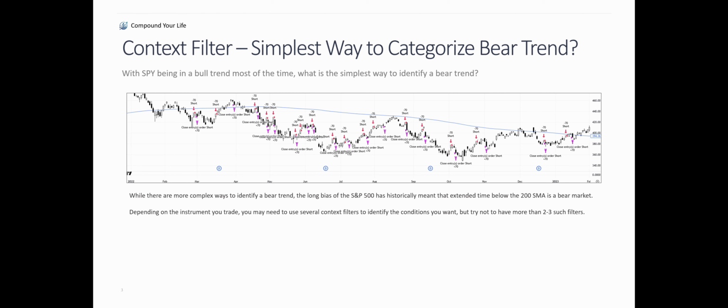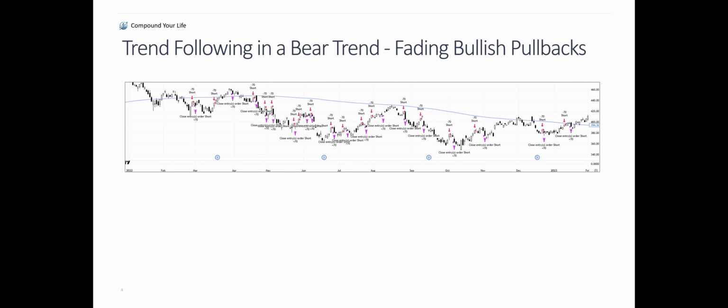Depending on the instrument you trade, you may need to use several context filters for the conditions that you're trying to capture, whether that's a bull trend, bear trend, or trading range. And then depending on the time frame, you may need additional context filters just to filter out more noise. And depending on the bars that you're using, you may also need some very specific context filters if you're using non-standard bars.